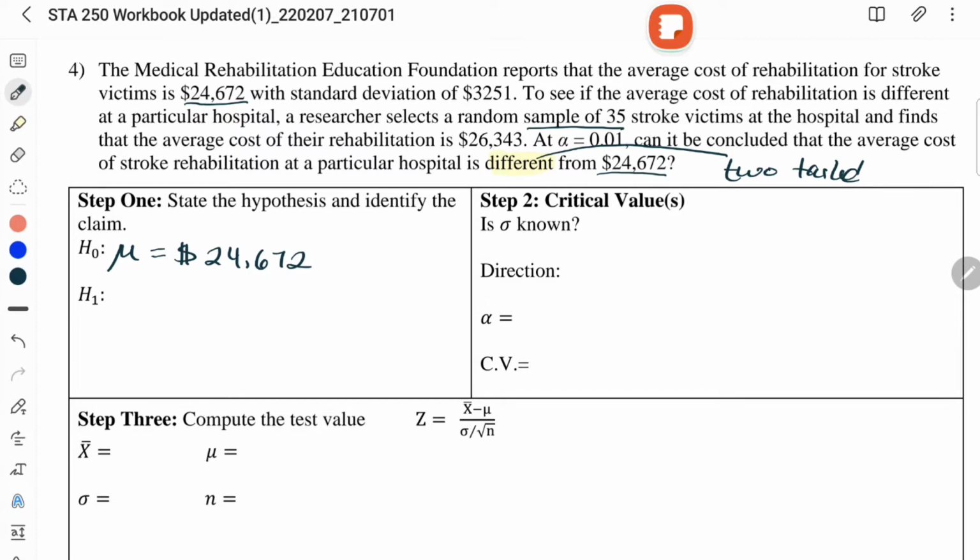So for my alternative hypothesis, we are stating that mu does not equal $24,672, and that is the claim. That is what we're trying to conclude. We're trying to see if there is some sort of difference from the cost of $24,672. Once again, these two values must be the same, and the null hypothesis states there's no difference. That's why it is equal.